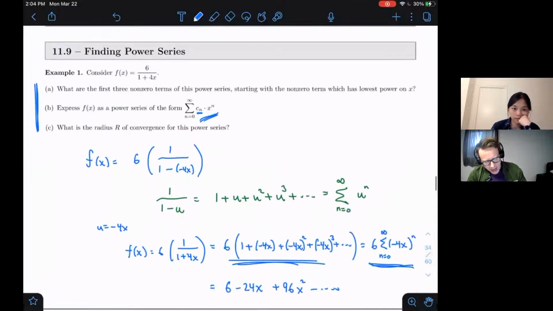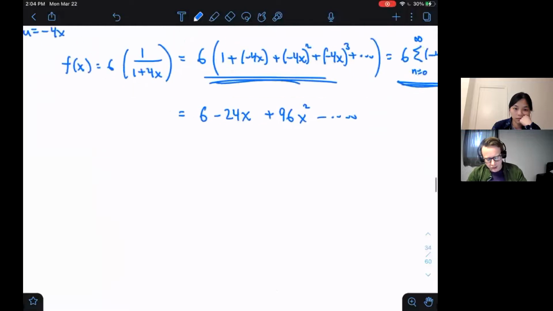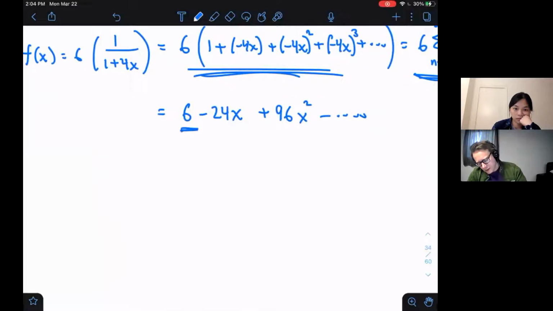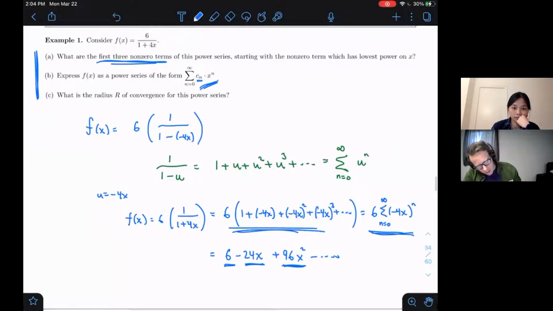Notice that this is only asking for the first 3 non-zero terms. So if it asks for more than that, certainly we could figure them out. But the first 3 non-zero terms are 6, negative 24x, and then 96x squared. Those are the first 3 non-zero terms. So that's going to be my answer for part A. So maybe I'll just put here part A. We need to use this bit here.